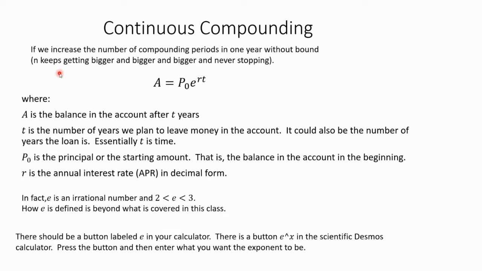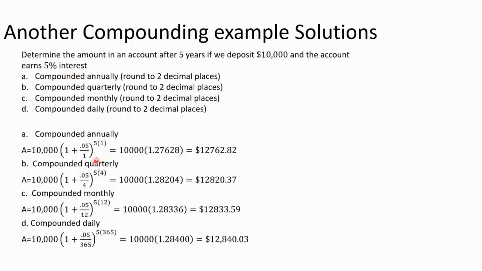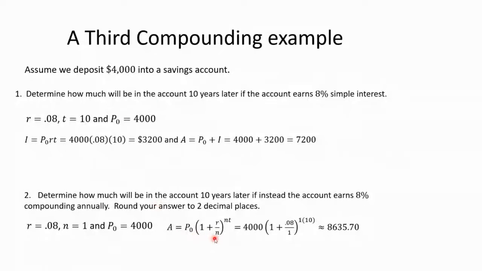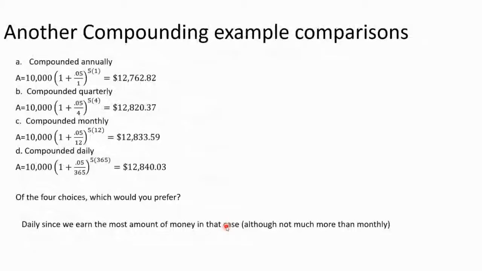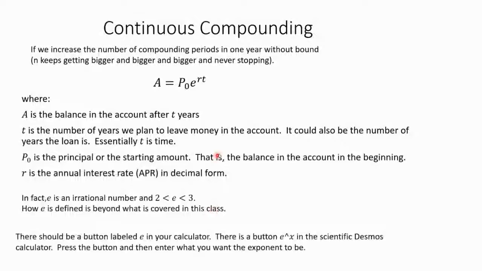It's the same as going back to that N. Let me go back again to this N. That's how often it's compounded in a year. It's the same as letting this N get larger and larger without bound. Any number you could think of, N is going to be bigger than that. Well, it turns out the amount you'll have in the account, or the balance, T years later, will be given by this formula.